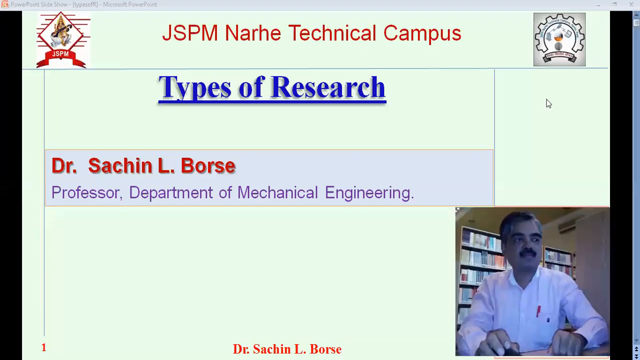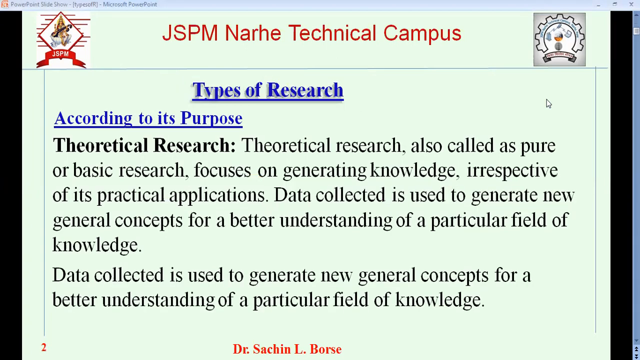Hello, friends. Last time we saw the types of research, and we'll continue this. So we started the classification of research based on the purpose. Whether our purpose is only to search the knowledge, or it is for some application.